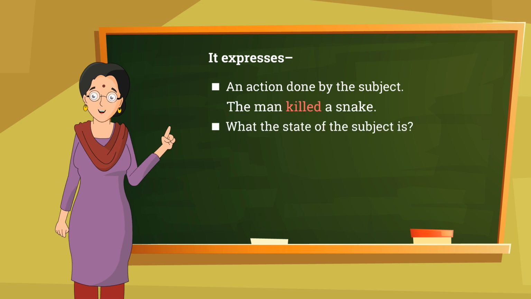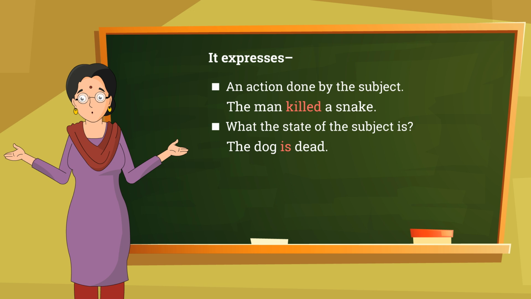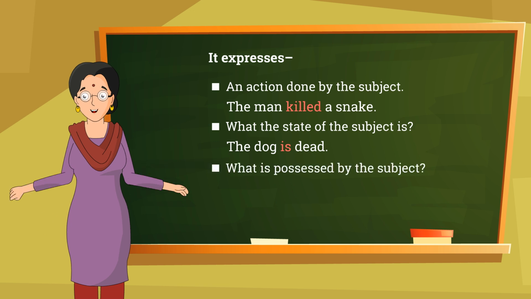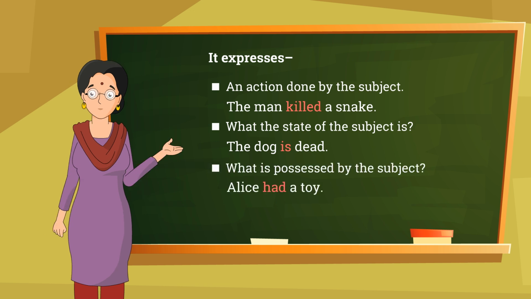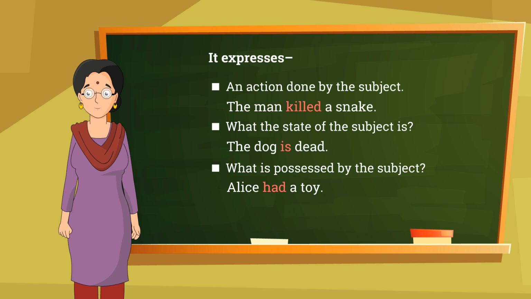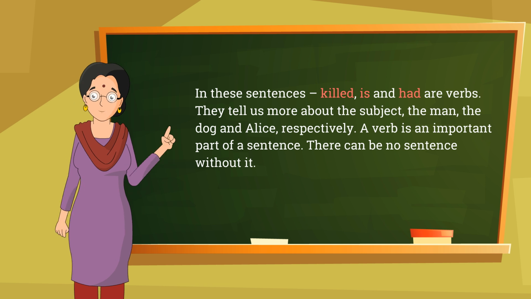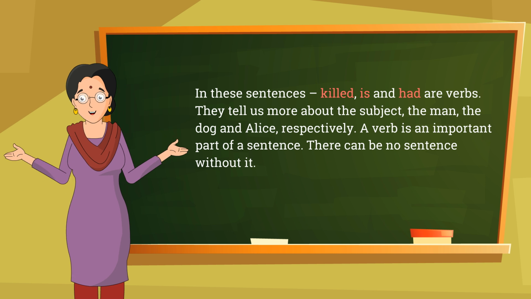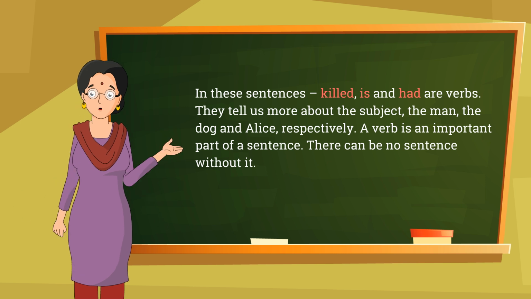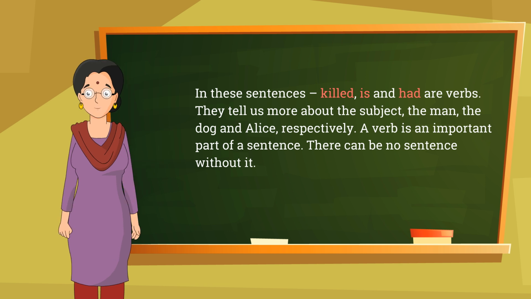What the state of the subject is? The dog is dead. What is possessed by the subject? Alice had a toy. In these sentences, killed, is and had are verbs. They tell us more about the subject, the man, the dog and Alice respectively. A verb is an important part of a sentence. There can be no sentence without it.